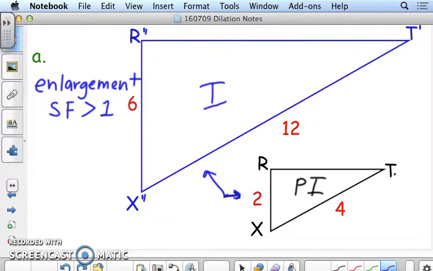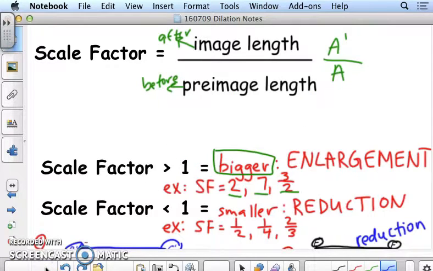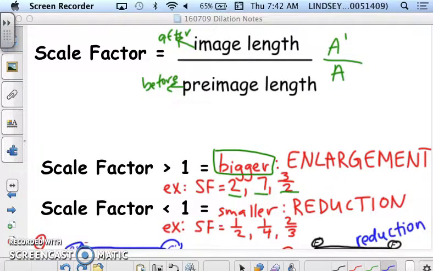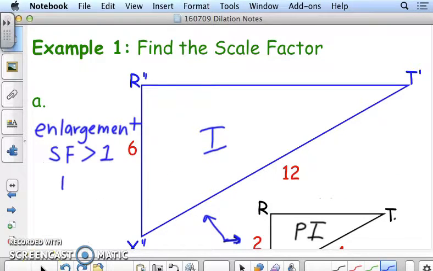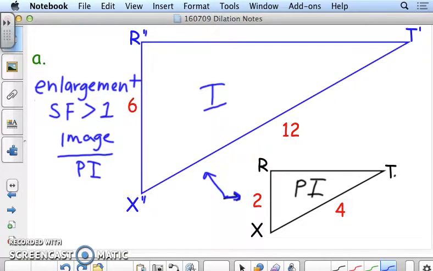So I'm going to think about how I find scale factor, so I'm going to refer back, and I'm going to remember that I'm going to put my image over my pre-image length. So if I put my image over my pre-image, this should result in my scale factor. So I'm going to look and figure out which side lengths should be proportional. So I'm going to notice that X prime to T prime has a number, it has a length, it's 12. So X prime to T prime, I can find. And what side is going to be proportional to X prime to T prime? You guessed it, XT. So my image is X prime, T prime, and my pre-image is XT.